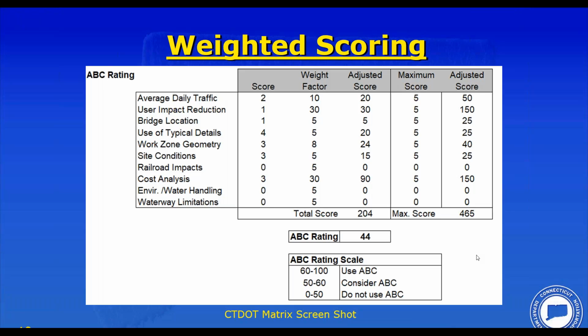You could make a case to use ABC here very easily because we're close enough to 50. But the reality is, being a rural bridge in a rural community with not a lot of traffic on either road, and these detours were not the most desirable detours in the world, especially for the local community, ABC probably didn't make any sense here. I shouldn't say that. It made some sense. It didn't rise to the level of making a decision to go with ABC.